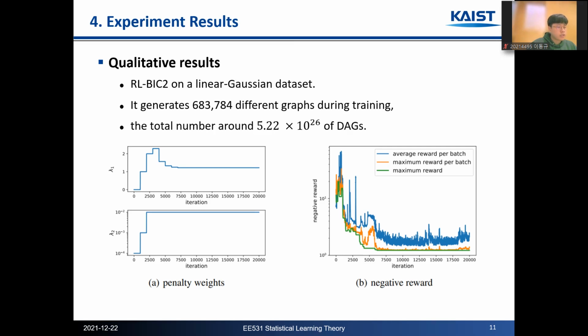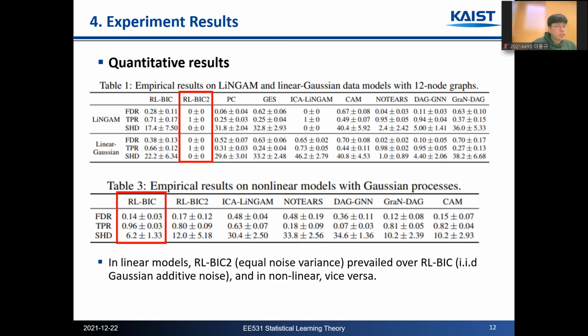This is the quantitative result. It shows the learning process of the proposed method RL-BIC2 on a linear Gaussian dataset. In this example, RL-BIC2 generates several different graphs during training, much fewer than the total number of DAGs. The final DAG turns out to be the same as the underlying causal graph. In both linear and nonlinear models, the proposed model outperforms the rest of the existing models. In linear models, RL-BIC2 prevailed over RL-BIC, and in nonlinear models, vice versa.